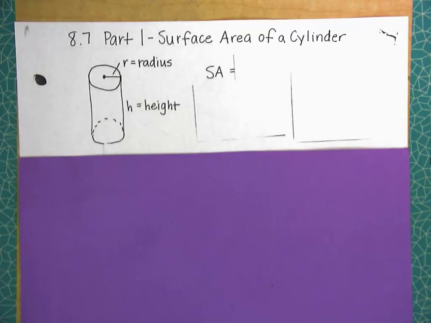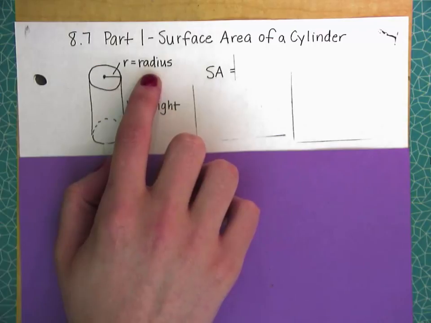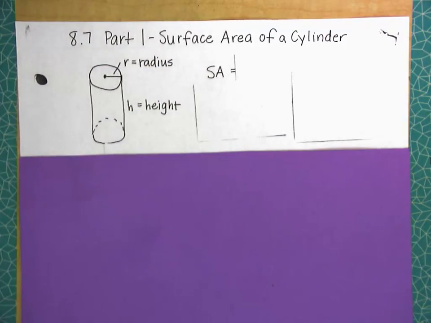And in addition to the radius and height, we have to know the diameter. But if we know the radius, can we figure out the diameter? Yes, you just multiply the radius times 2. If I was given the diameter and I need to find the radius, what would I do? Divide by 2. Okay? So more than likely, you will be given either the radius or the diameter, but if you're given one, you can find the other.